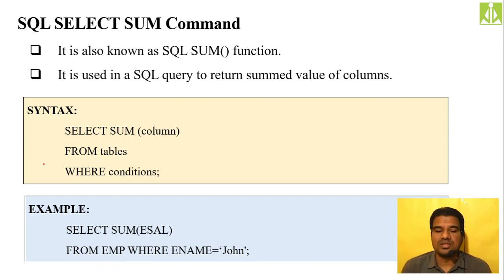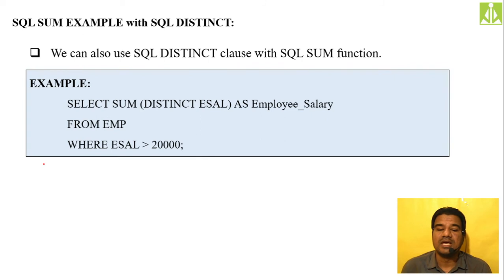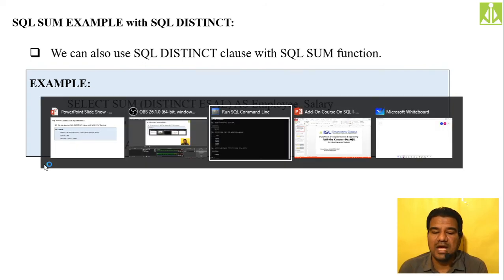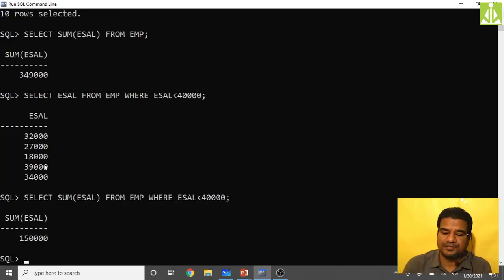Okay, so this is the sum command. We have got enough knowledge on this sum command. Then we have finding the distinct entries sum. So here in my table, all the ESAL, the employee salary details, are distinct only.